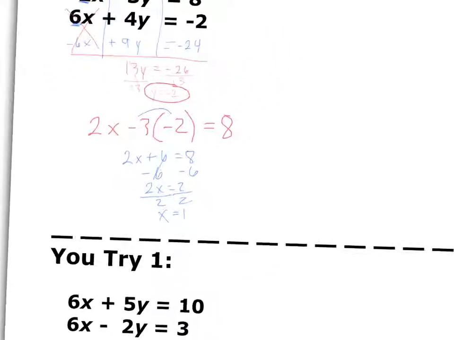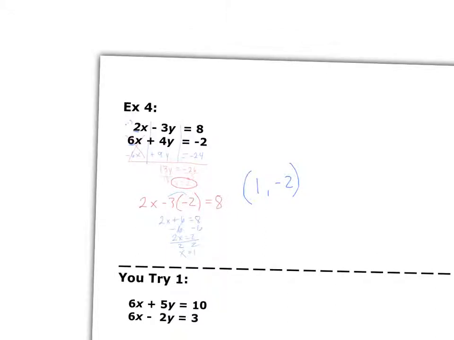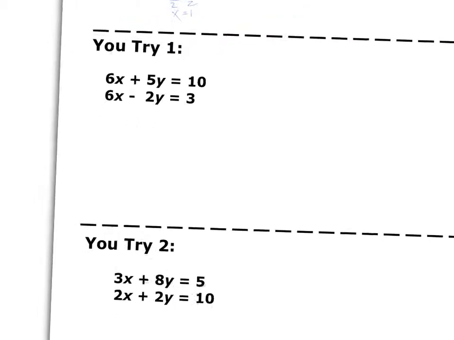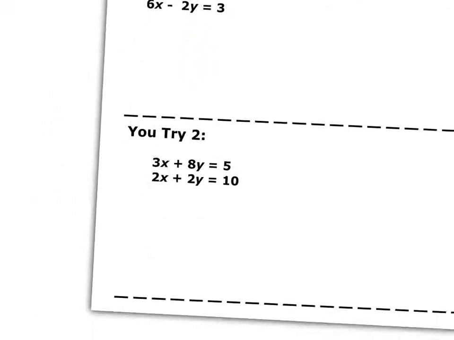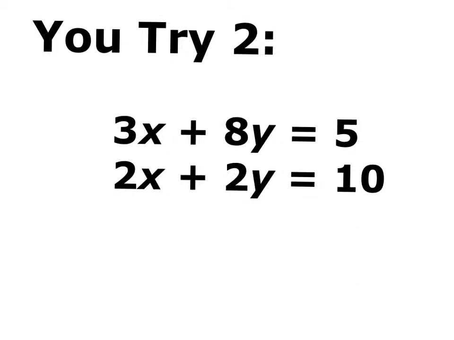Since we know our y is negative 2 and our x is 1, we can put that in ordered pair form, and we have 1, negative 2. Hopefully these 4 examples that I've done have helped you get a better grasp on elimination. I would like you to try this one. You try 2, and I want you to solve for y. So what can you do to get 1 to be an 8, 1 to be a negative 8? See ya.